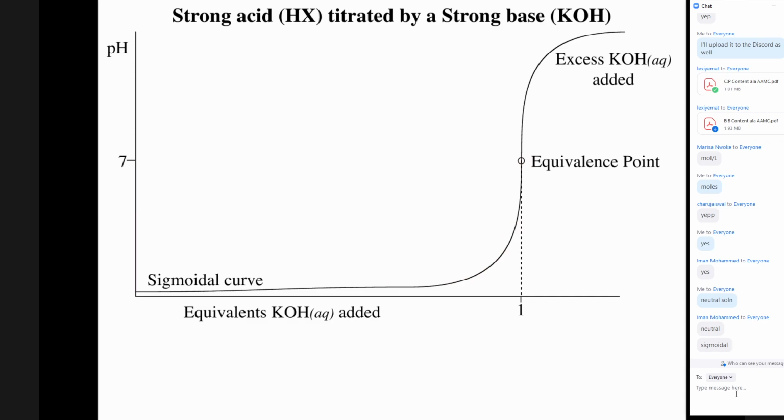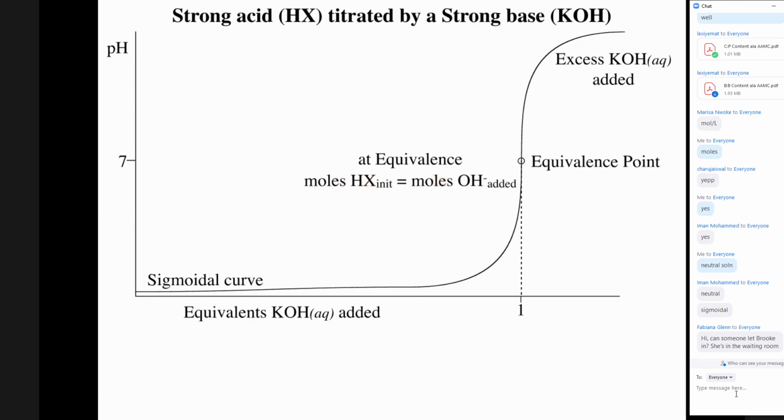And then just want to revisit the concept of neutralization. Again, equal moles of acid equal moles of base. So at equivalence, by definition, the equivalence point, when it's neutralized, the moles of acid initially present, the moles of HX you initially have in there, equal the moles of base you've added in to reach that point. Moles equals moles.